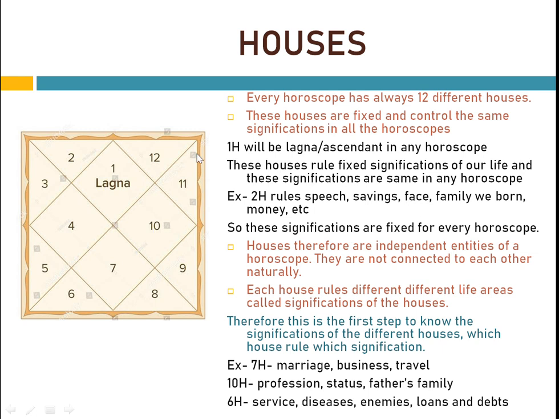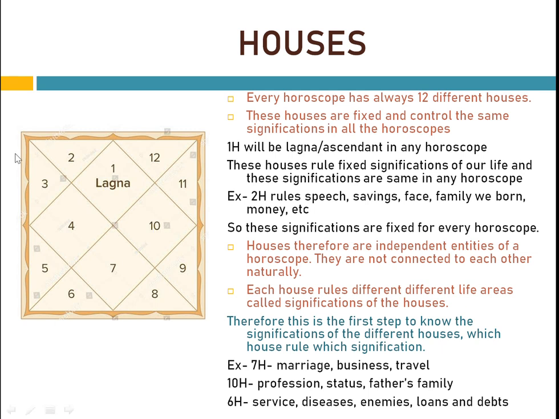See, this is the basic horoscope. This Lagna will be the first house in every horoscope. Every horoscope will have 12 different houses. This house will be Lagna, ascendant or first house. This will be the second house. This will be the third house, and so on and so forth. So these houses are fixed, and these houses in all the horoscopes provide the same significations.